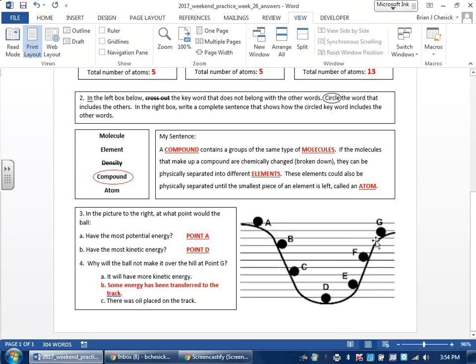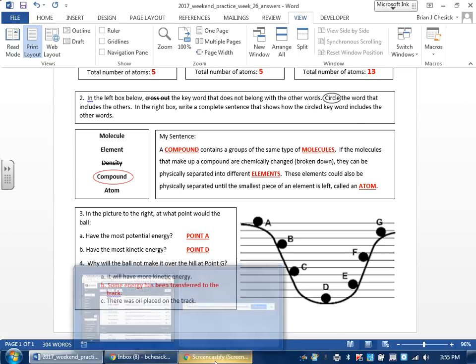I talked to some of you about question number four, why the ball wouldn't make it over the hill past point G. Some of you argued, and I can see where you're coming from, that the second hill isn't quite as high as the first hill. And if that's true, there is a possibility that the ball could have gotten over point G. But if point G was as high as point A, it would have been because some energy would have been transferred to the track, most likely due to friction.